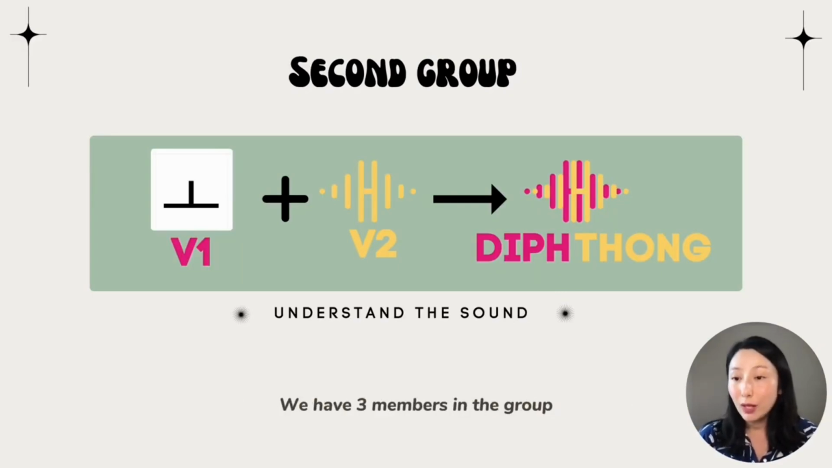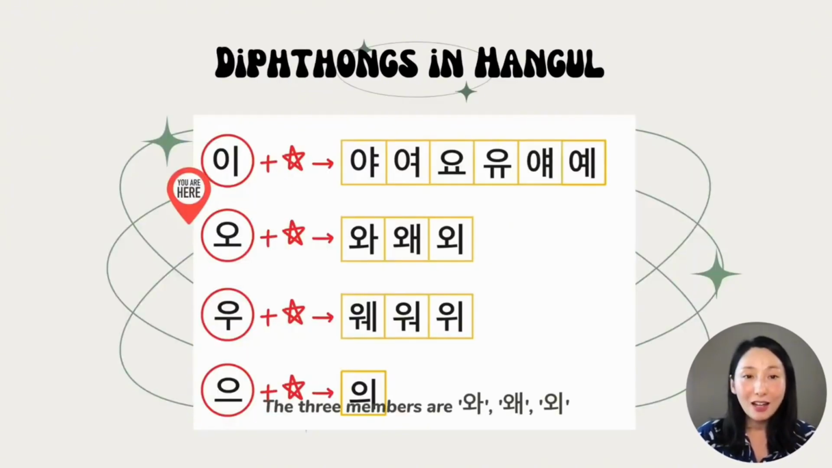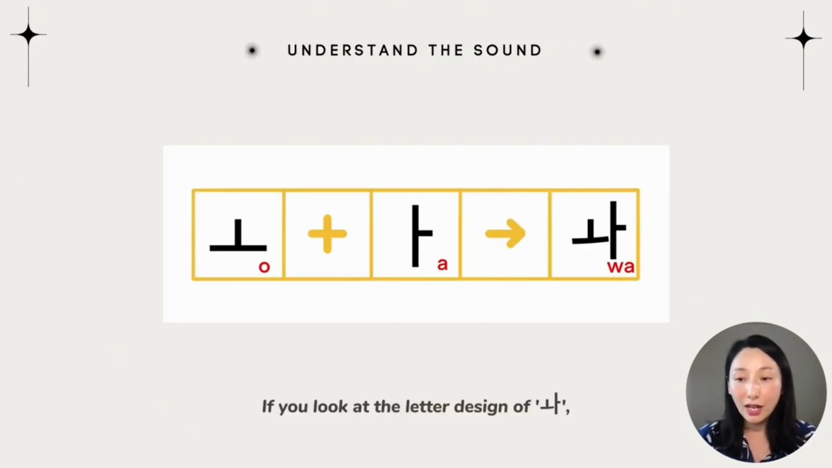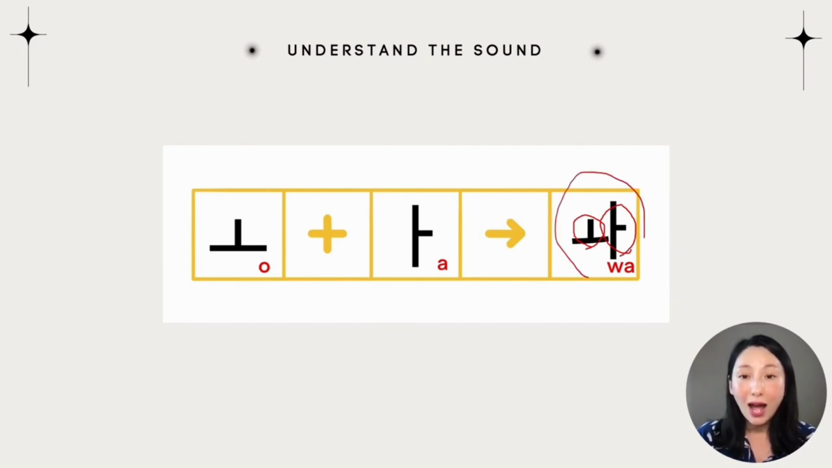We have 3 members in the group and they all start with the O initial vowel. The 3 members are 와, 왜, 외. If you look at the letter design of 와, it is very straightforward. You see O. Do you see A in the letter Wa?